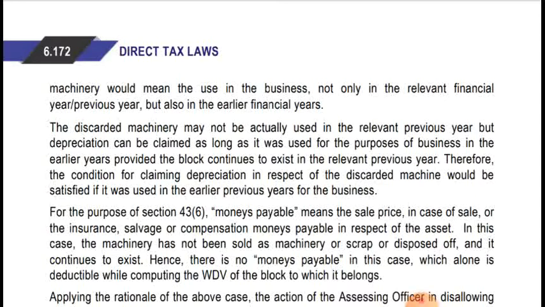Therefore, the condition for claiming depreciation in respect of discarded machinery would be satisfied if it was used in earlier previous years for the business. So it was used in an earlier previous year for the business, so he can claim depreciation.